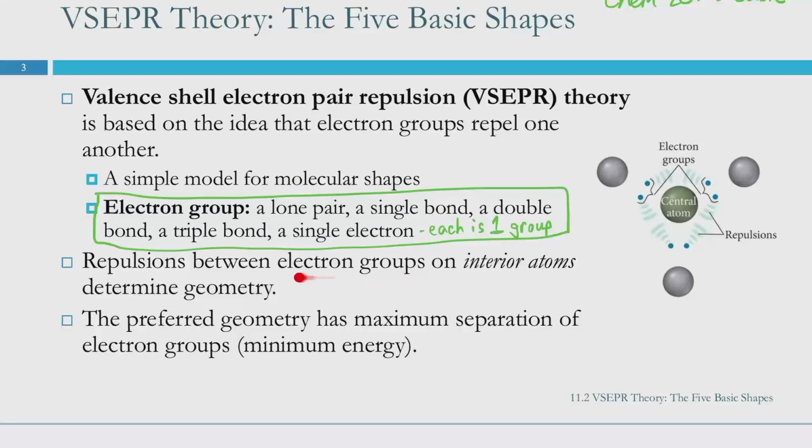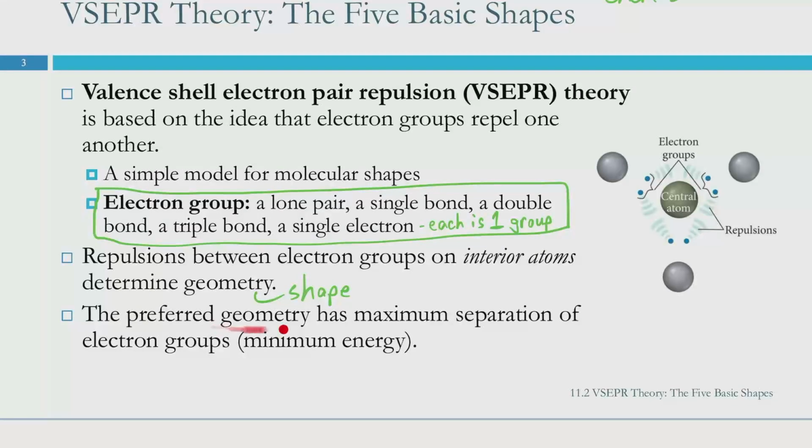The repulsions between these electron groups on our interior atoms, oftentimes our central atom, determines the geometry. And by geometry, we mean the shape. The preferred geometry is going to have the maximum separation of our electron groups. Because they're repelling each other, they're going to try to get as far away from each other as they can. Typically we're going to start by thinking about what's the basic shape, and then if there's lone pairs or single electrons in there, we'll think about how that changes from our basic shape to one of our lone pair shapes.